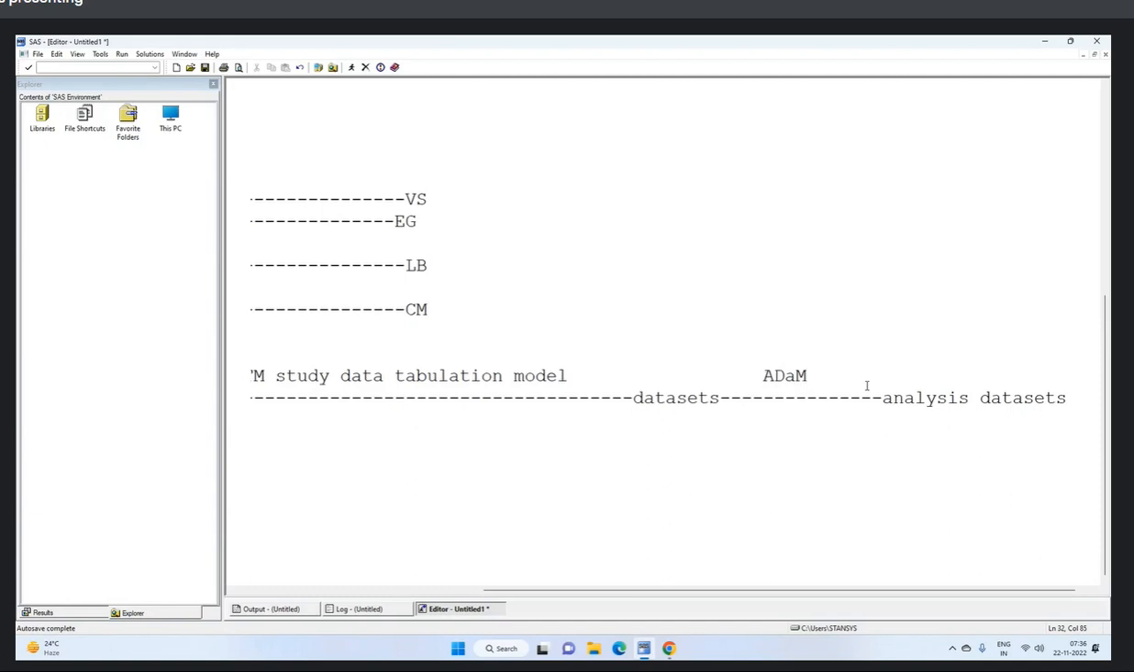Now, what is the full form of ADaM? ADaM means Analysis Data Models.